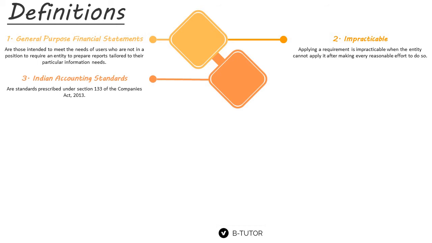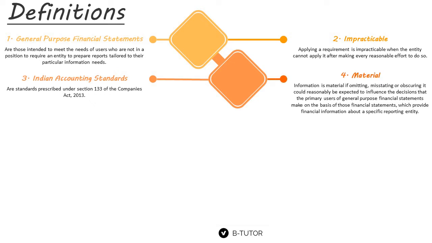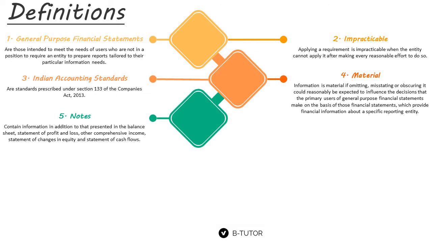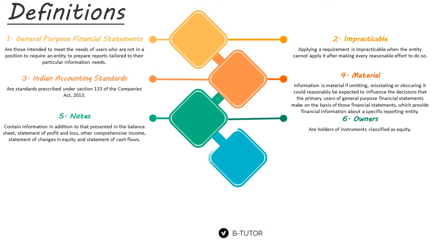Indian accounting standards are prescribed under Section 133 of the Companies Act 2013. Number 4, material. Information is material if omitting, misstating or obscuring could reasonably be expected to influence the economic decisions of users. Fifth one, notes. Notes contain information in addition to that presented in balance sheet, statement of profit and loss, other comprehensive income, statement of changes in equity and statement of cash flows. Number 6, owners. Owners are holders of instruments classified as equity.